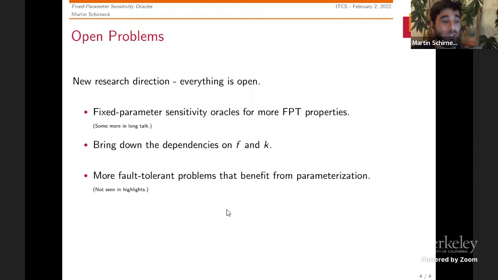And something I didn't have time to mention in the highlights, we also found some applications of parameterization in the classical fault-tolerant world, in the sense that sometimes if you relax the objective in some parameterized sense, you can sidestep known lower bounds, which is, I think, pretty cool. And with this, thanks a lot.